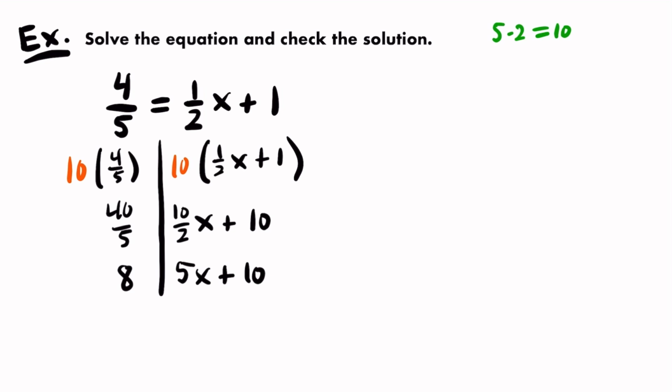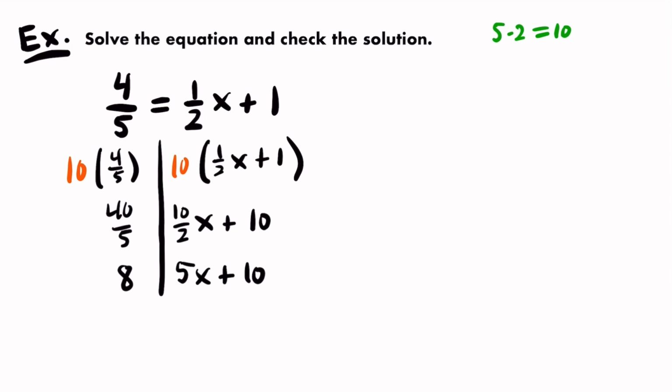Okay, now of course, you could just work with the fractions if you'd like to. You would still get the same answer, but it might be a little bit more difficult. Most people prefer to not work with fractions if they can avoid it. So that's what we did here. But now, let's actually try to solve for our variable of x.